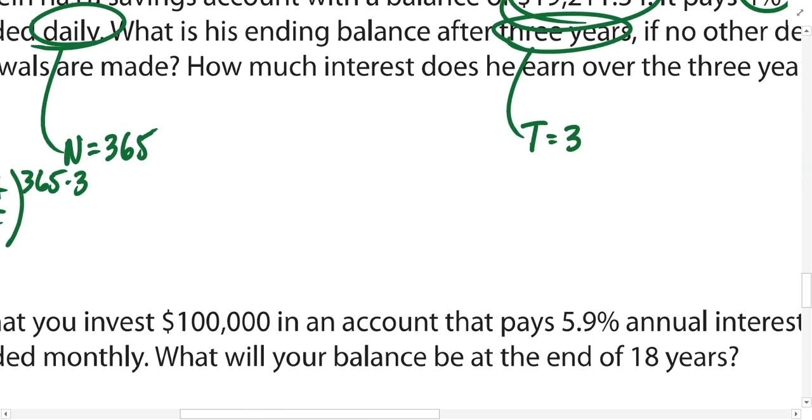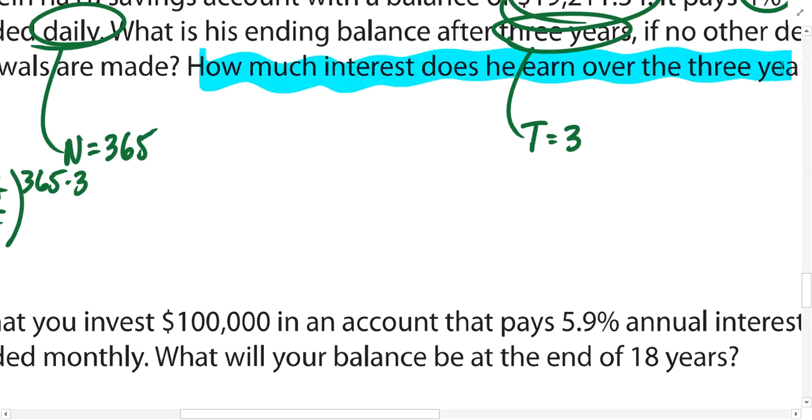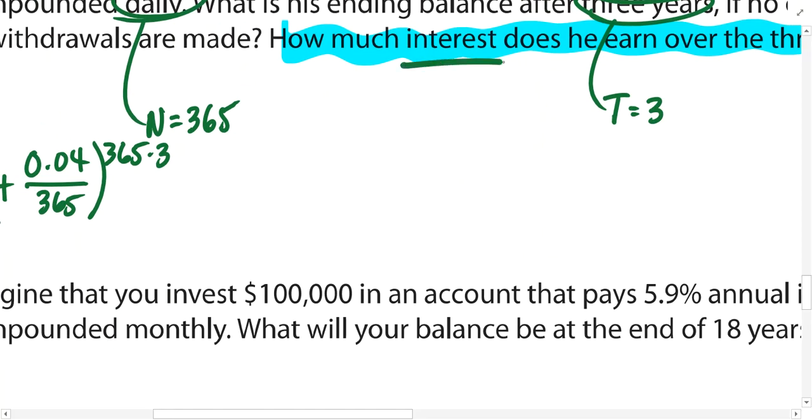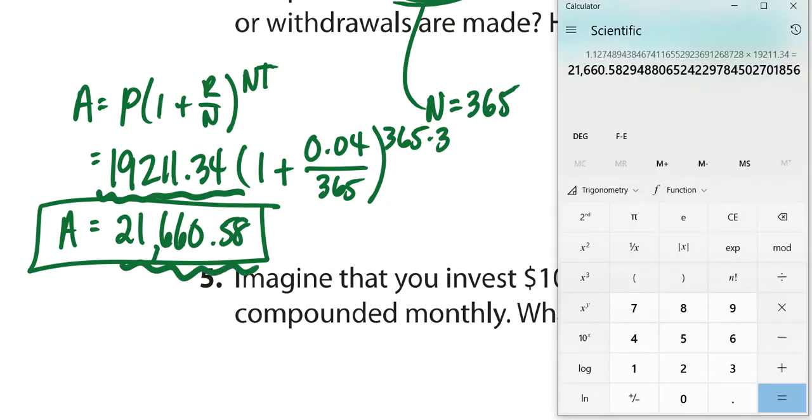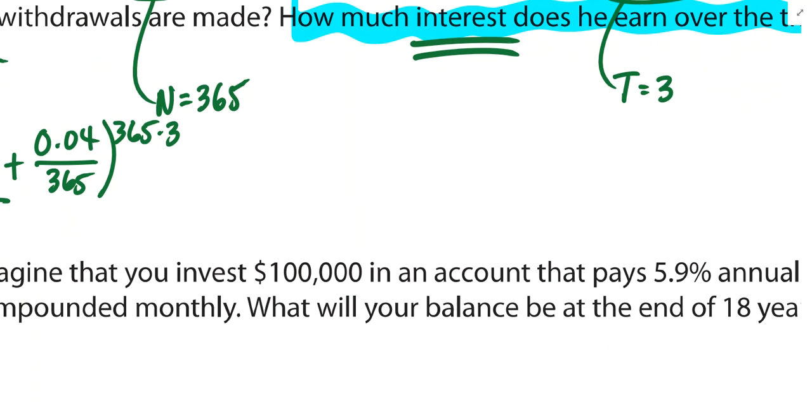There's a second question here, though, and it asks how much interest is earned. Well, interest, if you recall, is the amount over what we started with. Now this person started with $19,000 and ended with $21,000. So if I wanted to find out how much they earned in interest, how much the account grew by, I'm going to take this final number here, 21,660.58, and I'm going to subtract from it our starting amount, 19,211.34. And this shows me that this person earned almost $2,500 in interest.